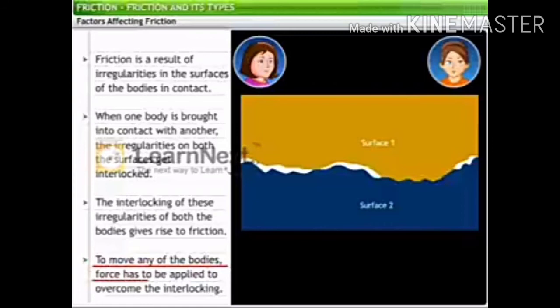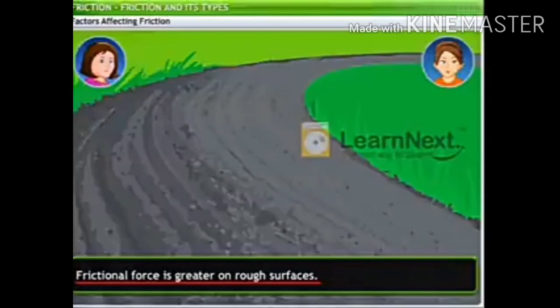On a rough surface, there exist a large number of irregularities, meaning ups and downs, than on a smooth surface. Hence the force of friction is greater if a rough surface is involved, but the force of friction is lesser if a smooth surface is involved. So, the difference between rough surface and smooth surface is that force of friction is greater on a rough surface and smaller on a smooth surface.